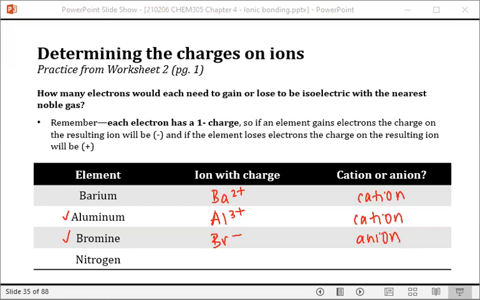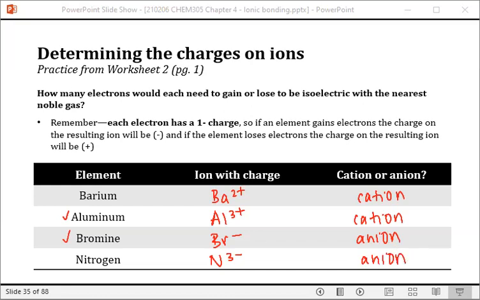Nitrogen. Nitrogen is in group 5A or column 15. It has 5 valence electrons and it needs to get to 8. It could either lose 5 to look like the previous noble gas, or it could gain 3. So the fastest way to get to 8 is for it to gain 3 electrons. So nitrogen is going to gain 3 electrons and be N3-. And that's an anion.